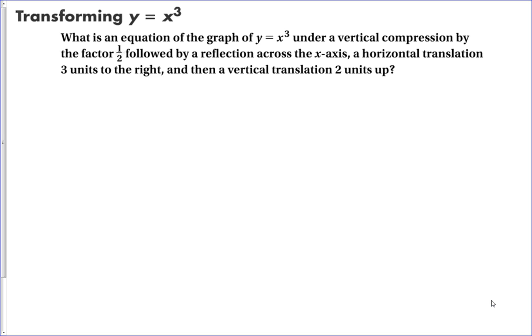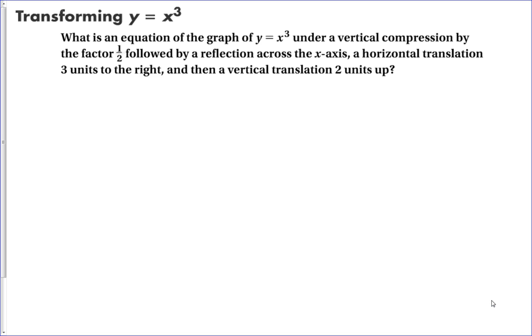So what is an equation of the graph of y equals x cubed under a vertical compression by a factor of 1/2, followed by a reflection across the x-axis, a horizontal translation 3 units to the right, and then a vertical translation 2 units up? All right, so it seems like a lot to do, but let's attack it one step at a time.